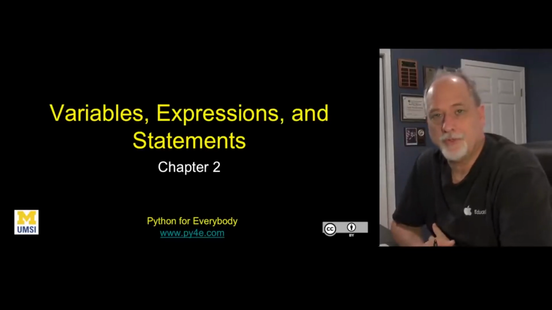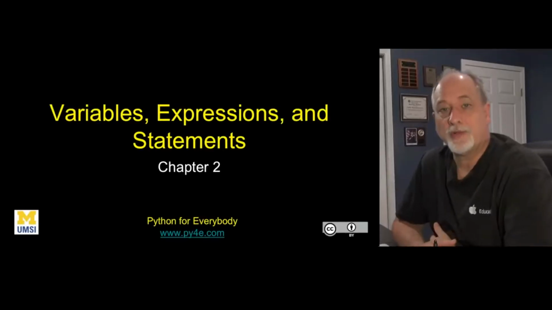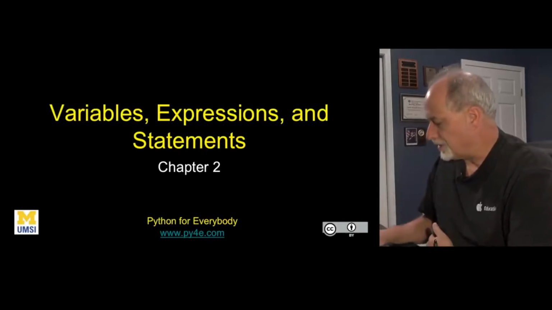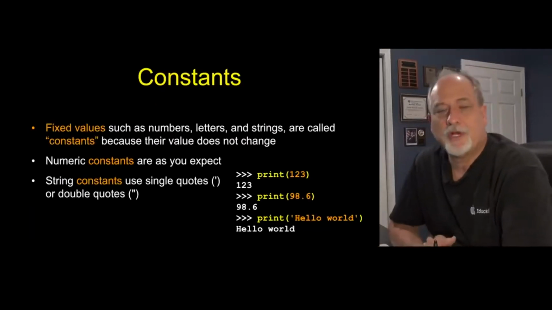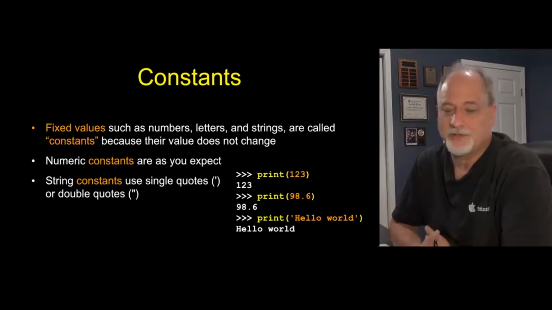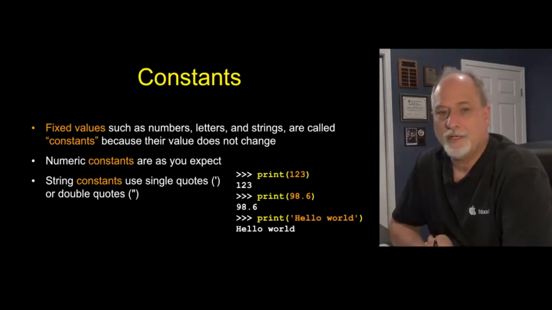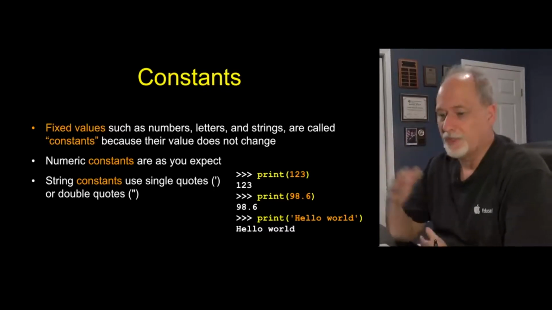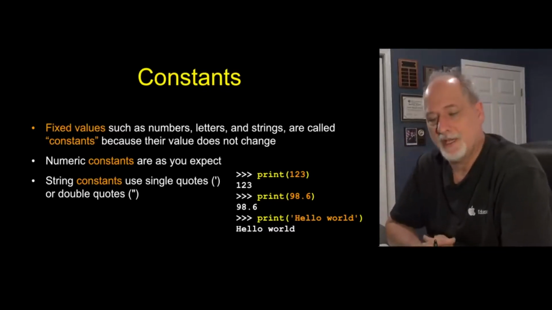Welcome to Chapter 2. Now we're going to continue to talk about the building blocks of Python: variables, constants, statements, expressions, etc. The first thing we have to talk about is constants. We call them constants because they don't change. They're numbers, strings, etc. And we use them to start calculations, or if something is greater than 40 hours, we're going to do something, and so 40 is the constant in that situation.